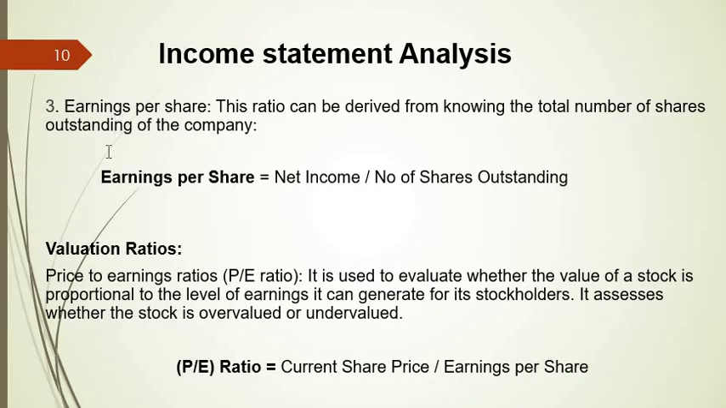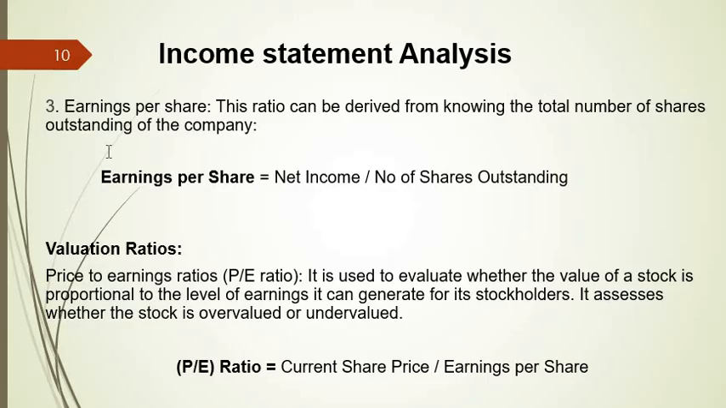Another measure is earnings per share. This ratio can be derived from knowing the total number of shares outstanding of the company. We take net income, which is a component of the income statement, and divide it by the number of shares outstanding, and we get the earnings per share, that is, how much is earned per share by the shareholders.